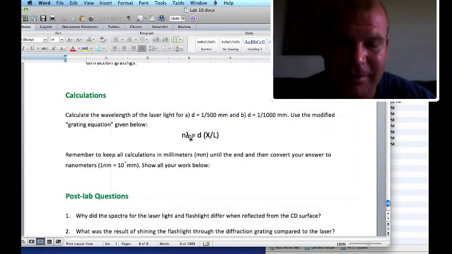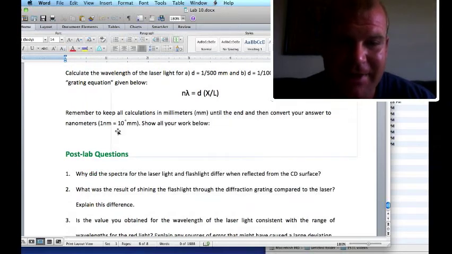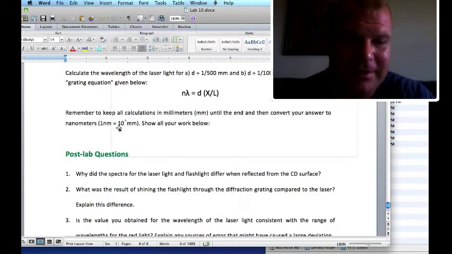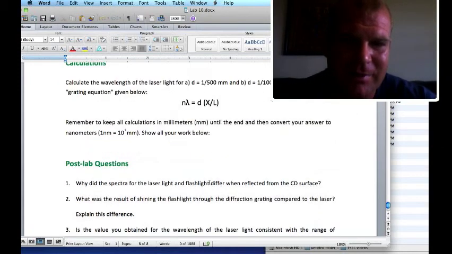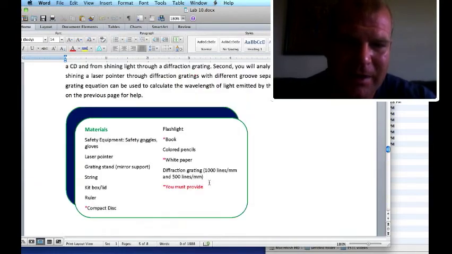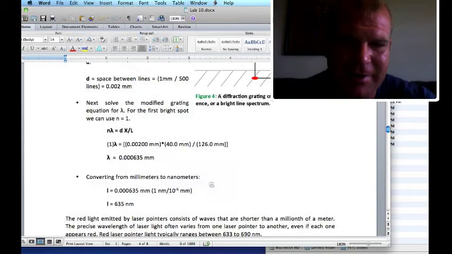Once you get your wavelength in millimeters, multiply it by 1,000,000 to get nanometers. Sorry, I said divide at first, but you multiply. So once you get this lambda, multiply it by 1,000,000 and you'll get the number of nanometers. The laser should be a red one, and red is going to be around 700 nanometers, thereabouts.